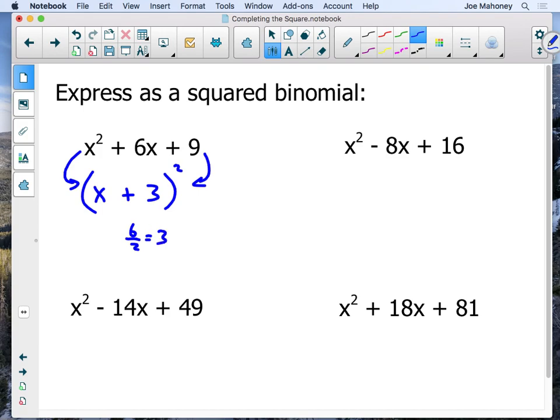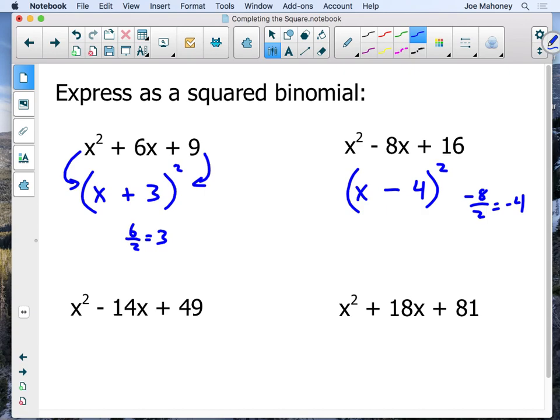That's a neat thing to do. We've got to remember that. If I go over here to the right, again, a squared binomial. The square root of x squared is x. The square root of 16 is 4. Or notice that if I take half of negative 8, I get that negative 4, and that goes in the middle there.